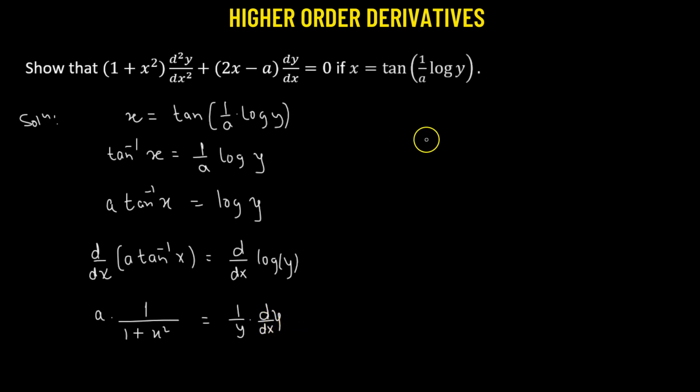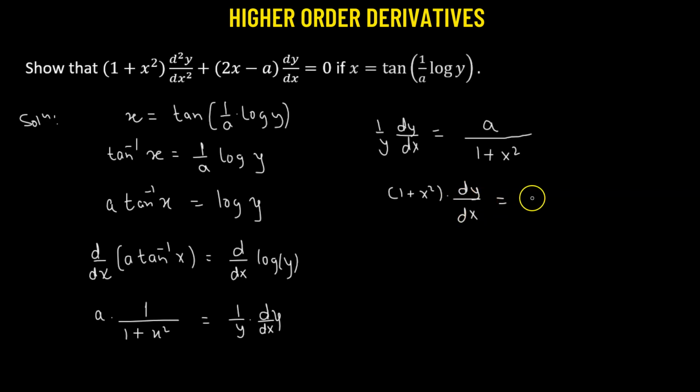So when we rearrange everything, we should get 1 over y multiplied to dy over dx, and that's equal to a divided by 1 plus x squared. Fine. Now let's cross multiply. So we have 1 plus x squared times dy over dx, and this will be equal to a times y. So let's label this as equation number 1.